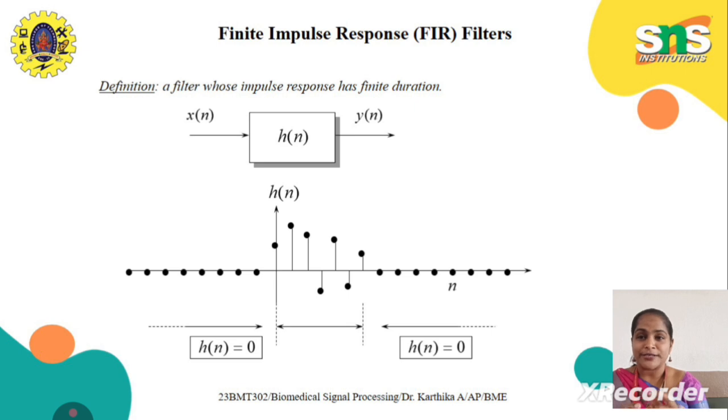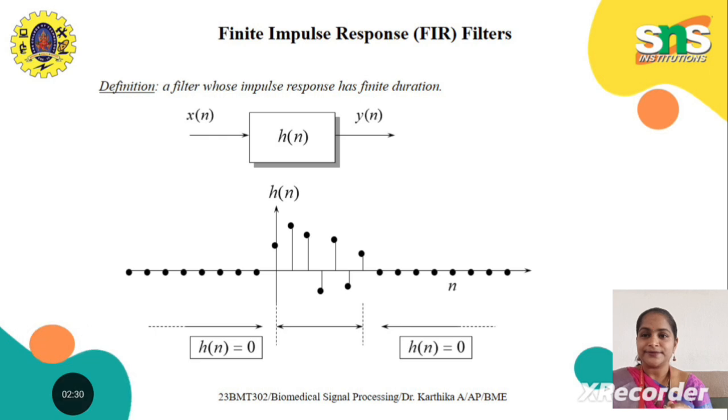A filter whose impulse response has finite duration is called an FIR filter. Here your input is x of n and output is y of n, and in this we have our filter function h of n. The output is 0 on the left side and right side, and we have finite values in between. The signals are always represented in discrete form, because we need to convert our analog continuous signals into discrete with the help of sampling. After that, with quantization or round off, we can convert those discrete sample values into digital.